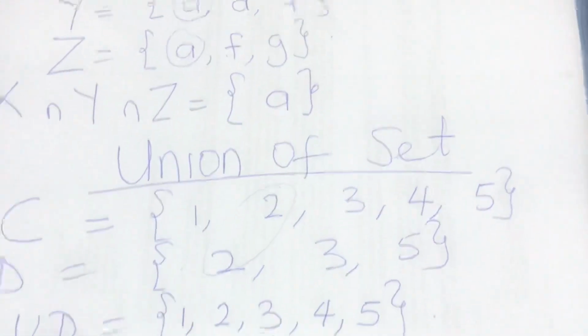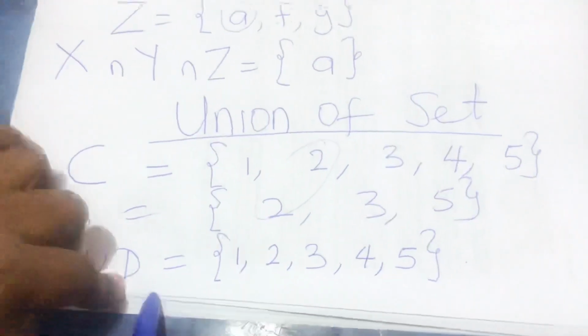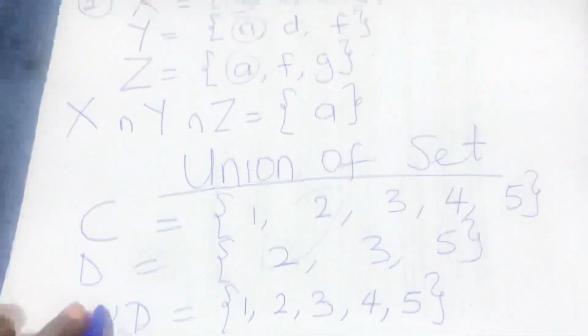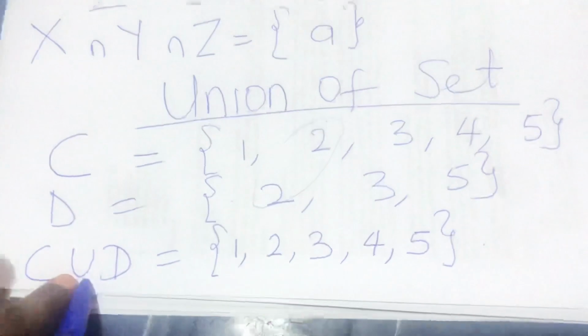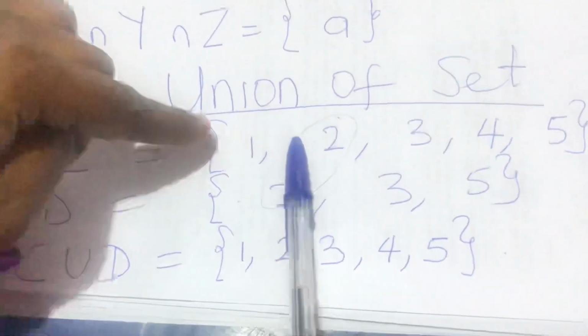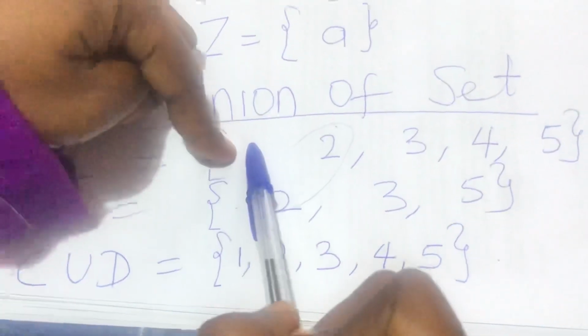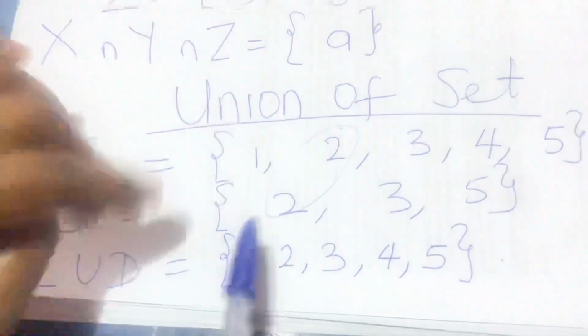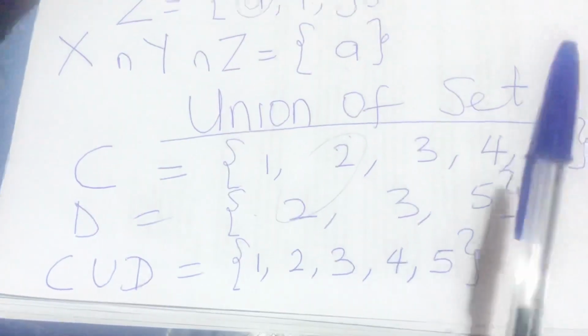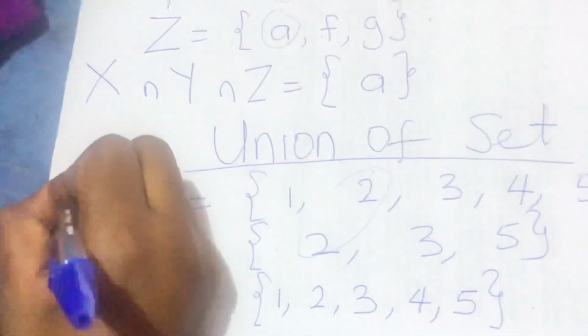So the union of sets C and D, we represent with small u. It is denoted with small u. Those elements that are present in one set or the other set or both together, we are going to write that one. So that is example 3. Example 4.